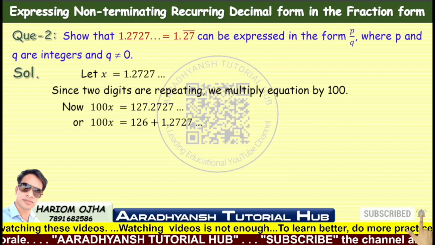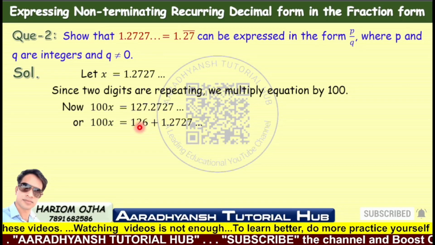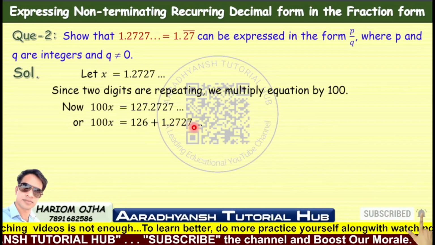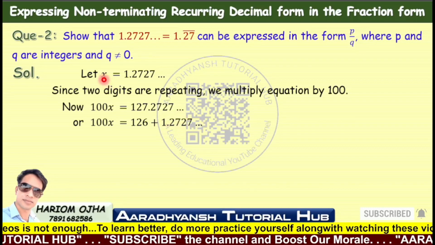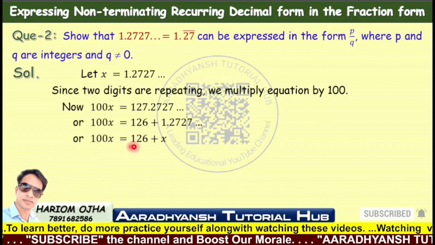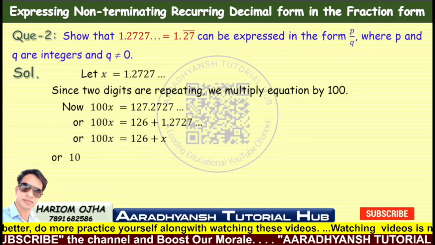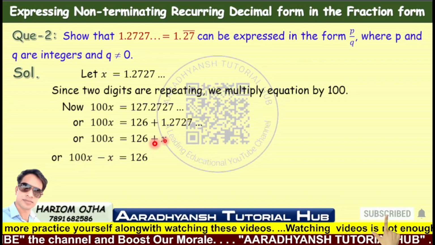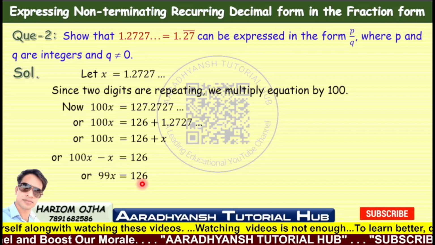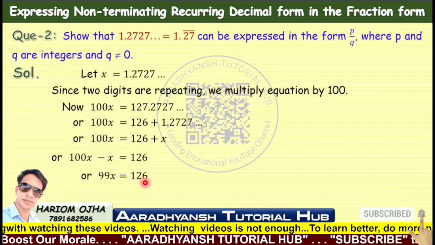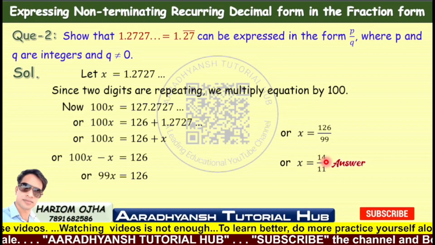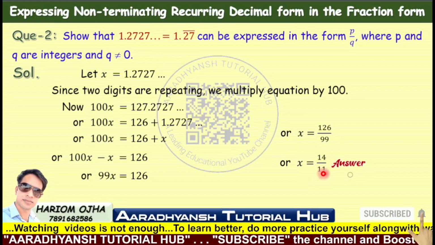What's the next step? We can split this number into 126 plus 1.2727. In the next step, we will replace this by x, like this. Now you can easily solve this equation: 100x minus x equal to 126, that is 99x equal to 126, and the next step, x equal to 126 upon 99. Simplify this, and you will get x equal to 14 upon 11. So this is our answer.